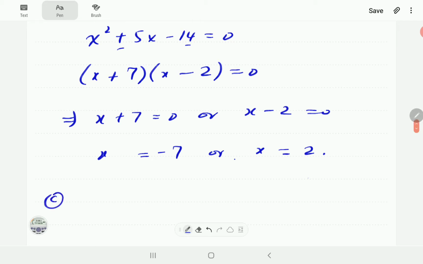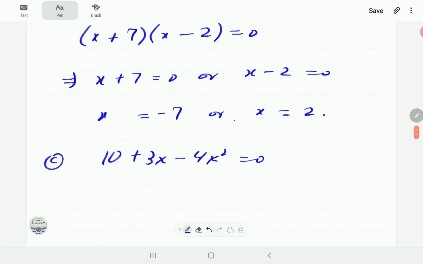In example number C, suppose we've got 10 plus 3x minus 4x squared.